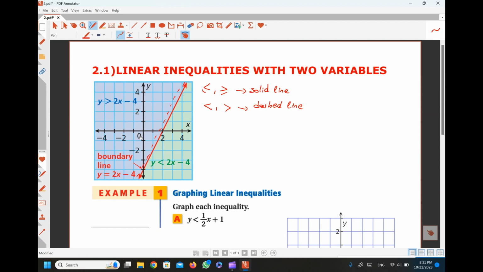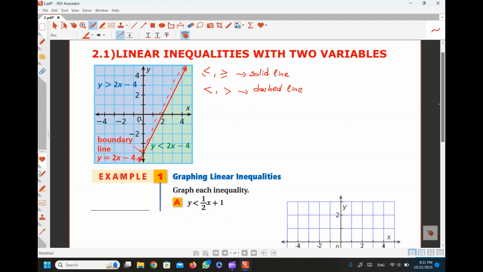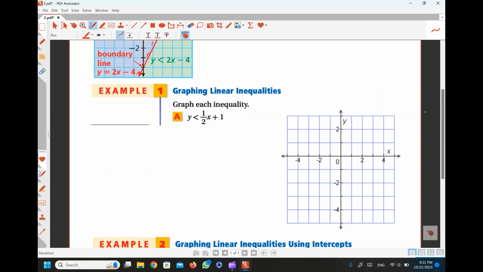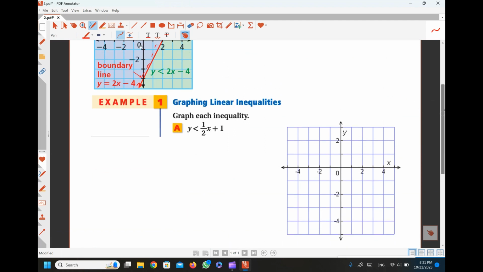So let's take a look at the question. I'm going to explain two different ways of graphing linear inequalities here. I will solve two examples with two different ways. So first example, first way. In the first example, we have y is less than 1 over 2x plus 1. So the first way is writing the inequality in slope-intercept form.